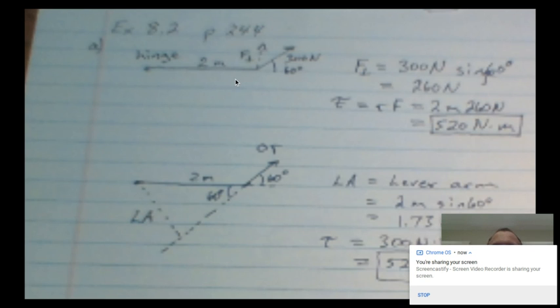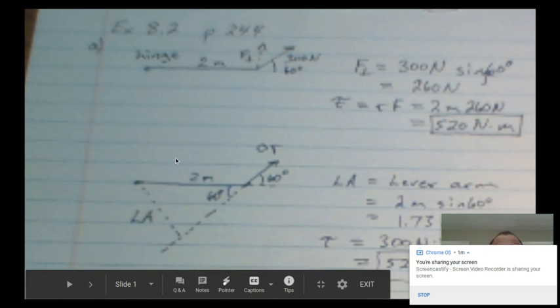Now, there's two ways to solve the torque on this. One, we can take this force and resolve it into its perpendicular component by using 300 newtons times sine 60, and that will give us a perpendicular force. And then once we have that, we can use our torque equation of R times force. And we get 2 meters times 260 newtons, which gives us 520 newton meters.